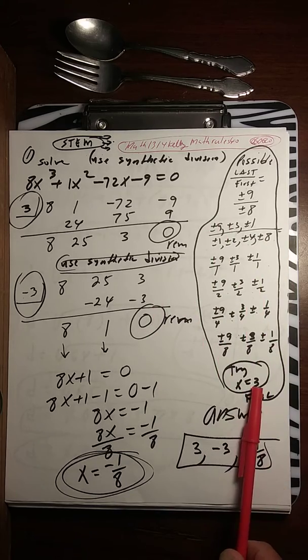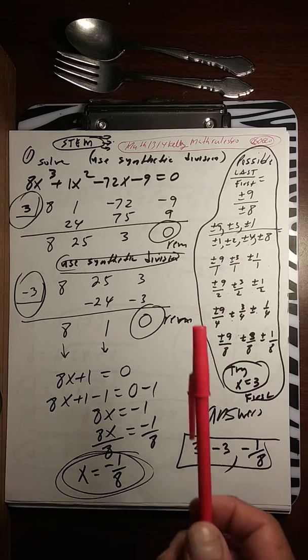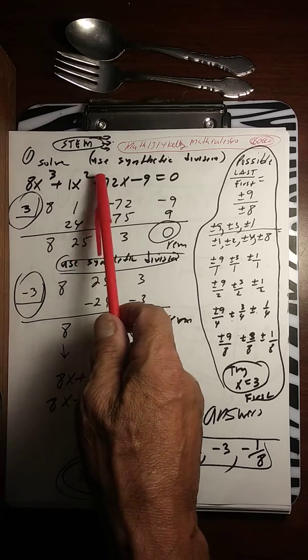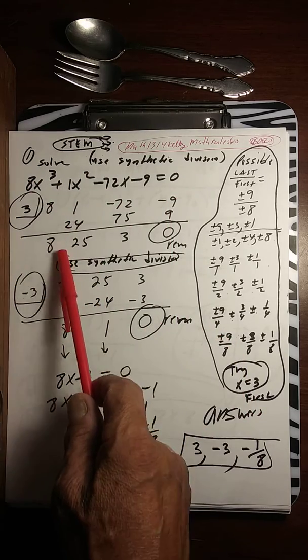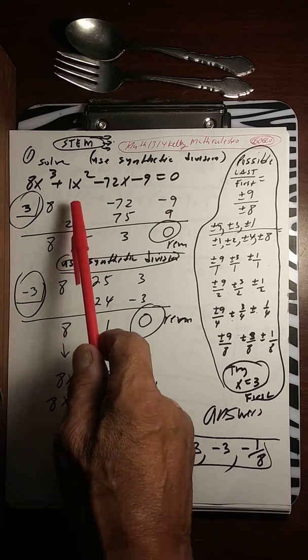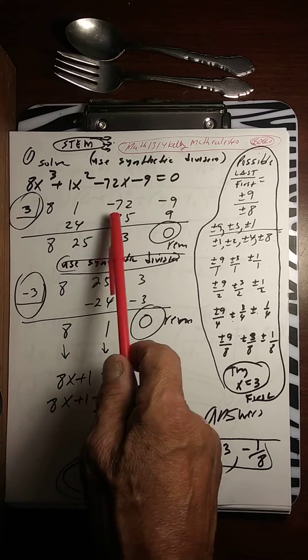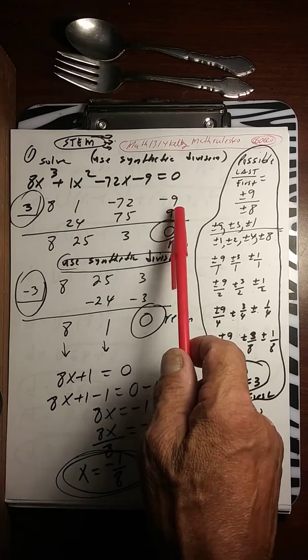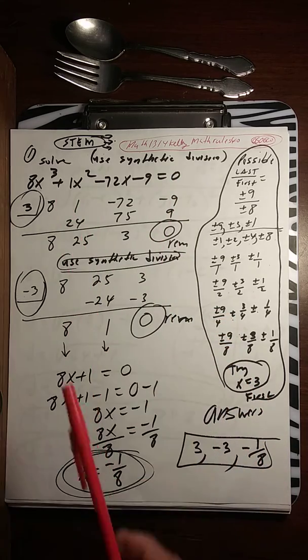We're going to try x equals 3. I'm just getting lucky, I guess. Put 3 in there. Synthetic division means write the numbers: 8, 1, minus 22, minus 9. Bring the 8 down. 3 times 8 is 24. 24 plus 1 is 25. 3 times 25 is 75. Those two numbers add to 3. 3 times 3 is 9. 9 minus 9 is 0. Remainder 0 means that's an answer.